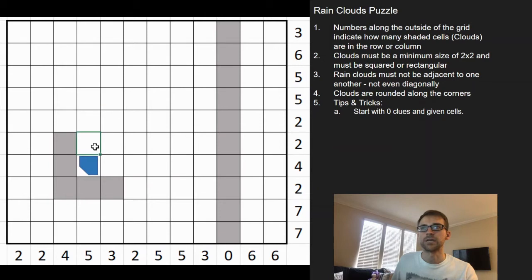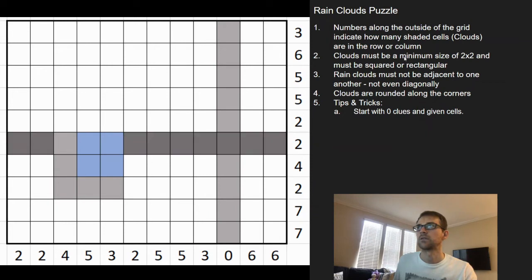And because I know that this is at a minimum 2 by 2, I can actually color that in like that, because again at a minimum it's 2 by 2. So let's go ahead and just delete that segment there. So I know that that is the minimum size of the cloud. Now this 2 in this row is now solved. So everything else in that row can be X'd out. Just like that. So let's make that gray, the same color.